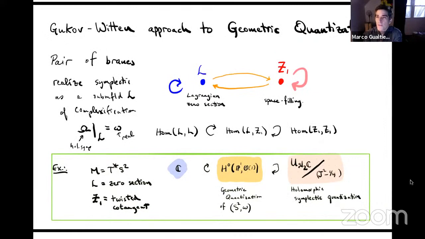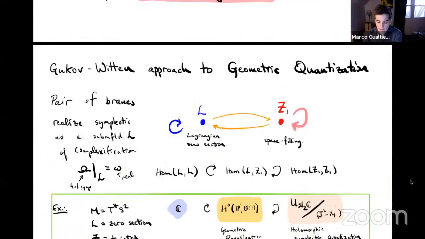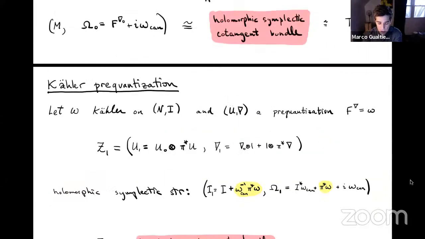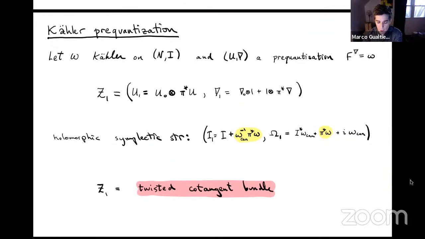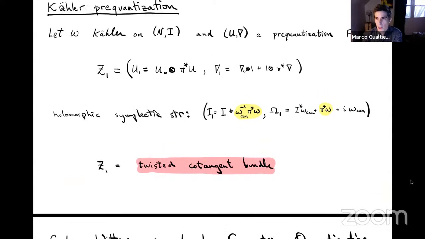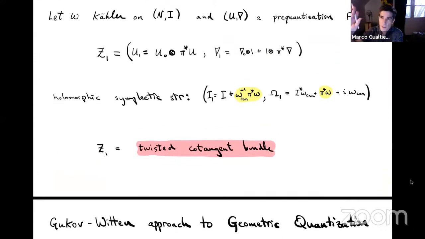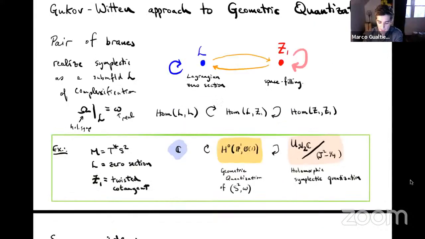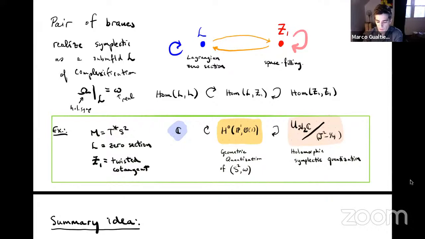Okay, so what I'm trying to point out is that Kahler structures fit into the Gukov-Witten framework. This may not have been obvious at the time. Anytime you have a Kahler structure, you have a twisted cotangent bundle, and inside that space we have two branes, the Lagrangian zero section and the space-filling brane. And you can do exactly as Gukov and Witten did, and in fact, one of the examples they worked out is a particular case of this Kahler example.